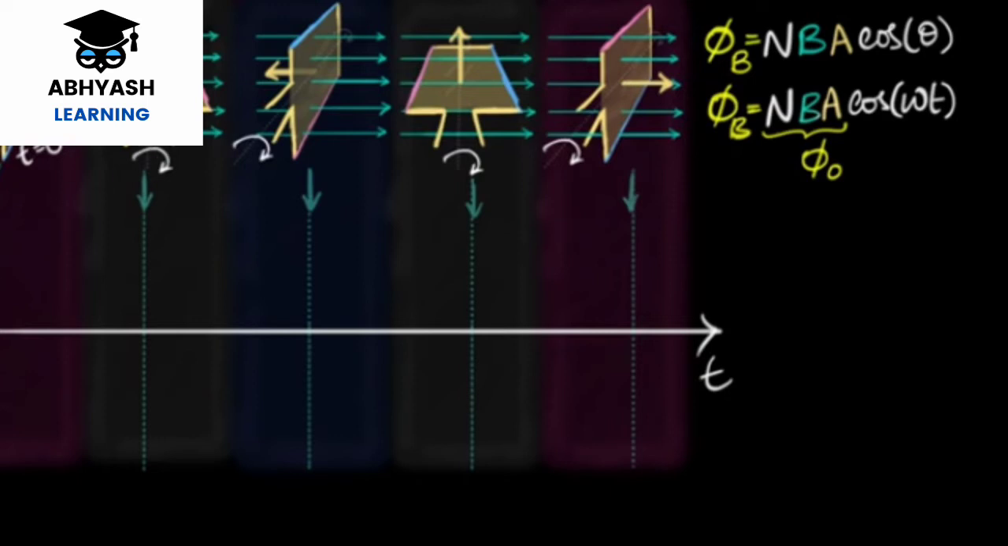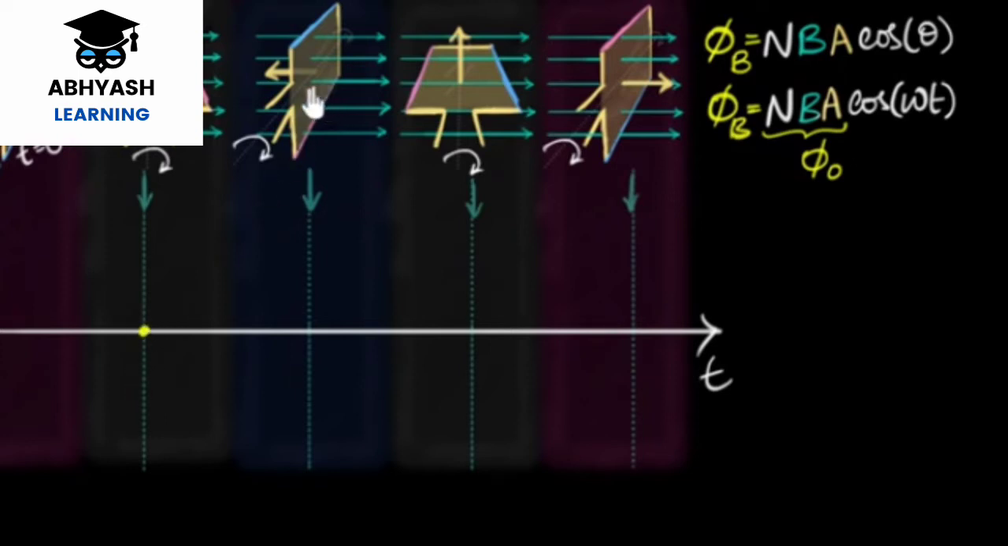Okay, what about at this position? What is the value of flux over here? Well, notice the angle between the area vector and the field vector is 90 degrees. Cos 90 would be 0, right? I know the angle immediately, it's 90 degrees. So cos 90 is 0, so I get 0 flux at this point.